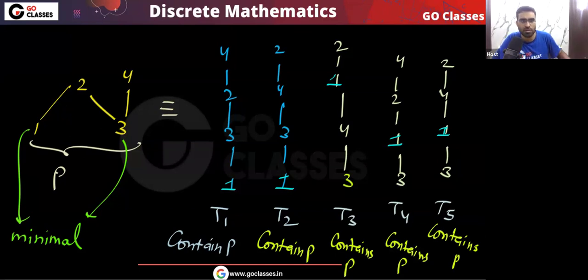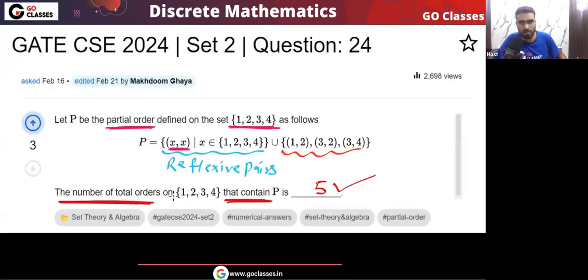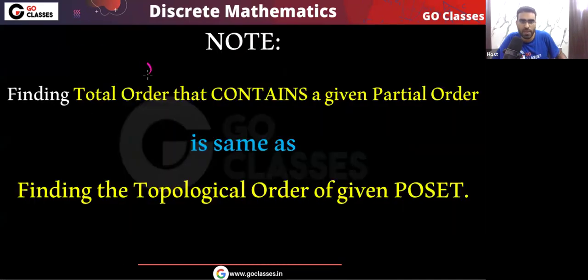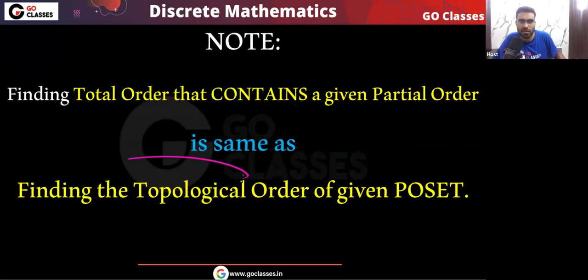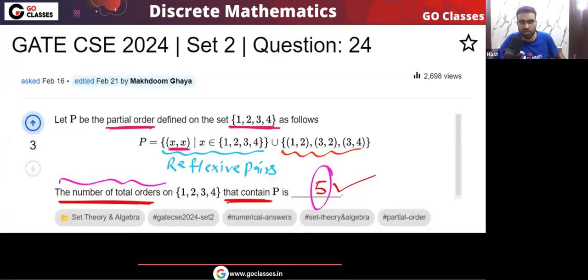So all you have to do, just find out the topological order. Is this clear? Just find out the topological order. Let me know. Is this clear to everyone? Please tell me. So the number of total orders that contain P, that will be 5. In this question, all you have to do, just find out the topological order, because remember, finding total order which contains a partial order, that is same as finding topological order. These two things are same. Now let's move on.